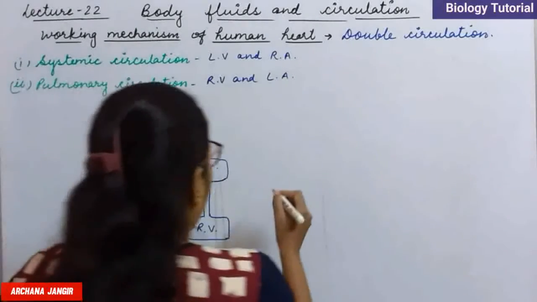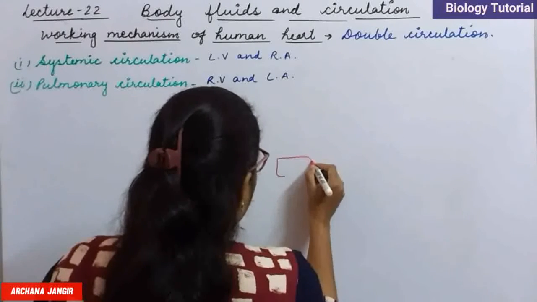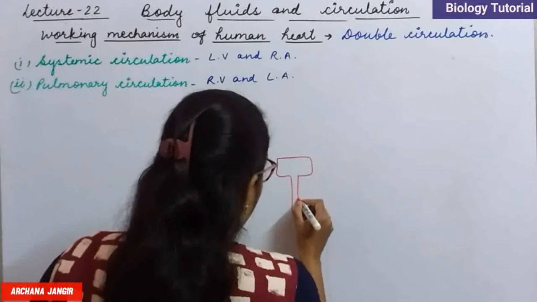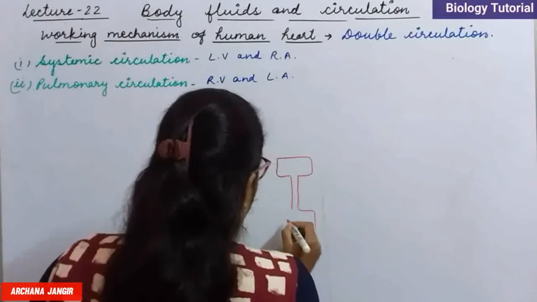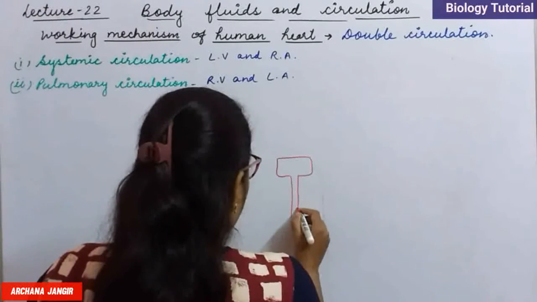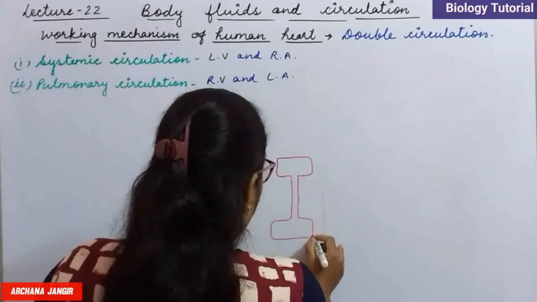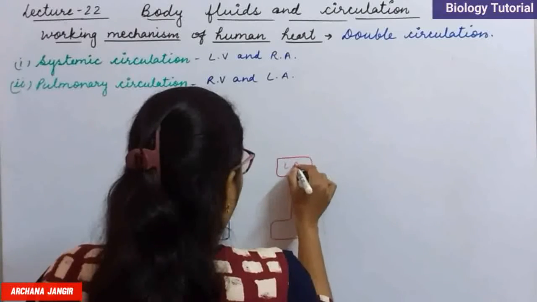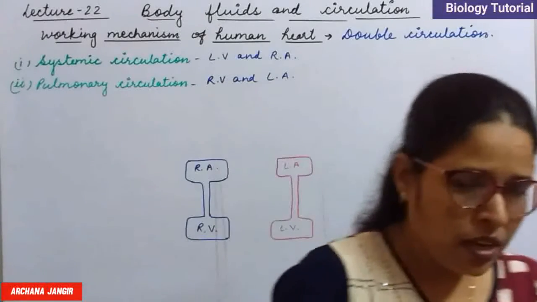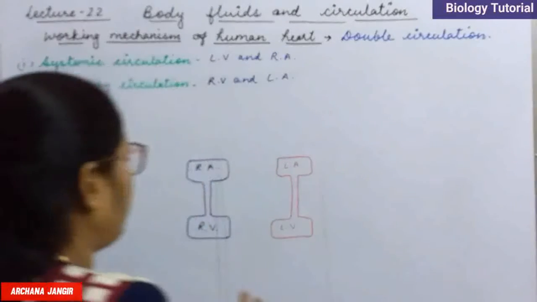Secondly, the left half deals with the oxygenated blood. So here is the left half. The red color represents the oxygenated blood and the blue color represents the deoxygenated blood. So this is the oxygenated blood. This is left auricle and this is left ventricle. Clear? In pulmonary circulation and systemic circulation, what is going to take place?